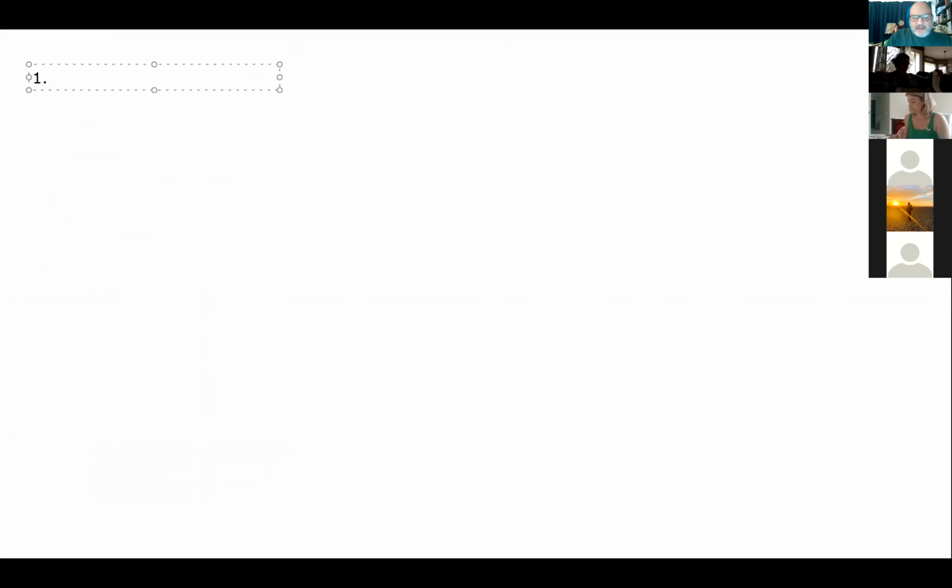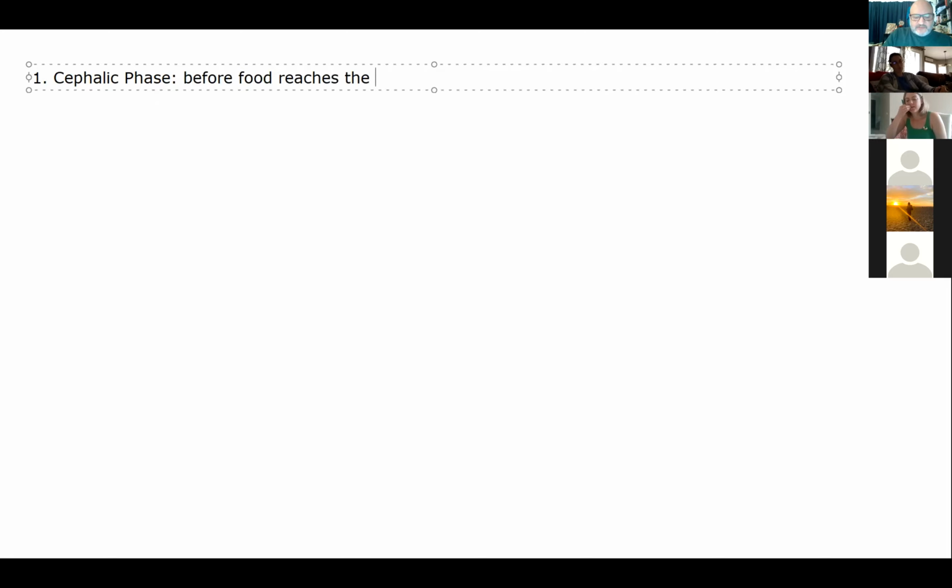So step 1 is, like I said, the cephalic phase. And again, this is basically while the food is in our head. So this is again before the food reaches the stomach. So this is going to involve sight, smell, taste, or even just thinking about it, right?